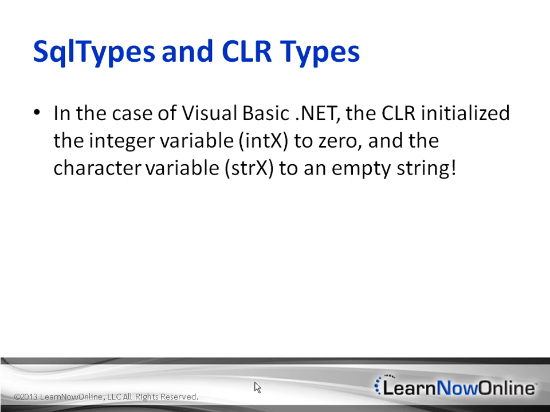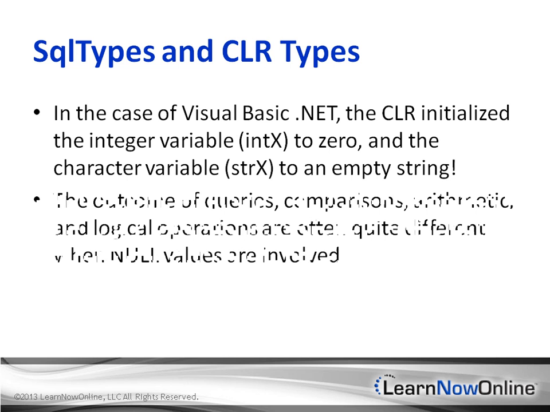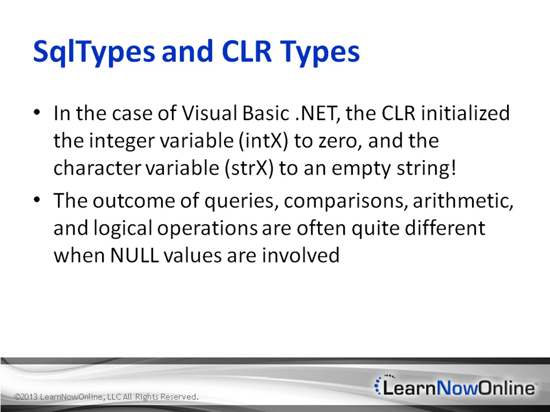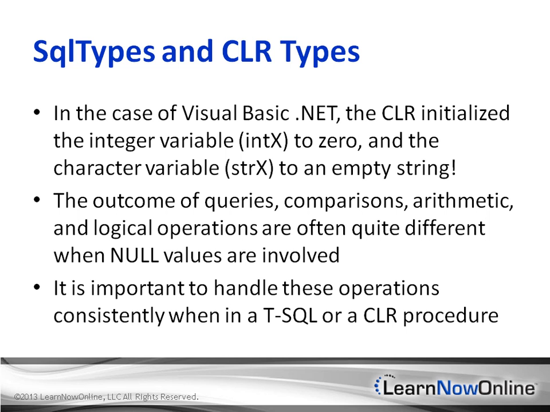So in the case of the VB.NET procedure, the CLR initialized the integer to a 0 and the character to an empty string, and that's not what we saw with the SQL equivalent code. So the outcome of queries, comparisons, logical operations, and arithmetic are quite different when null values are involved. So it's important that you handle these operations consistently when you're in a T-SQL or CLR procedure.